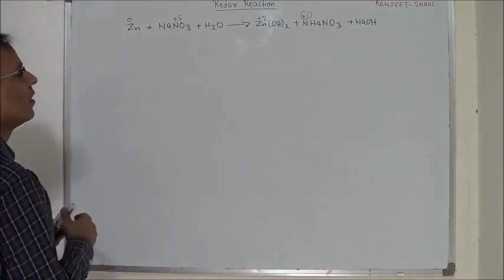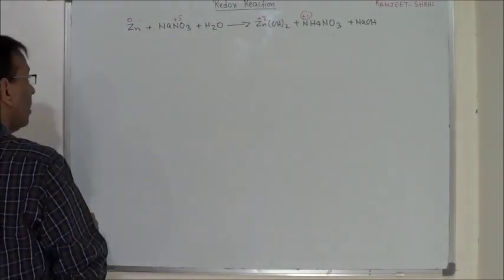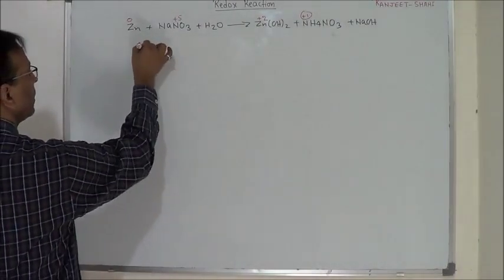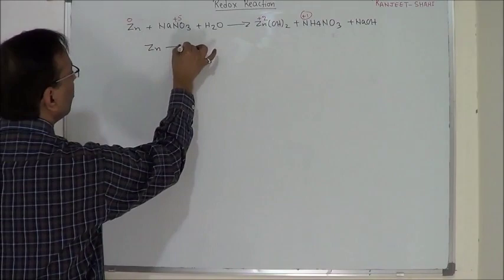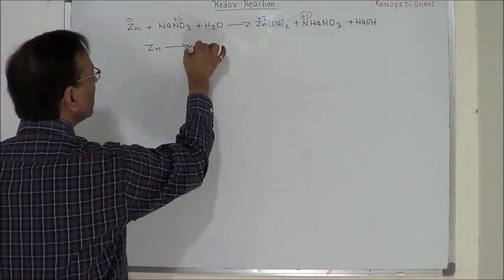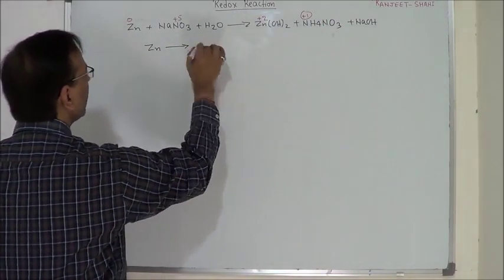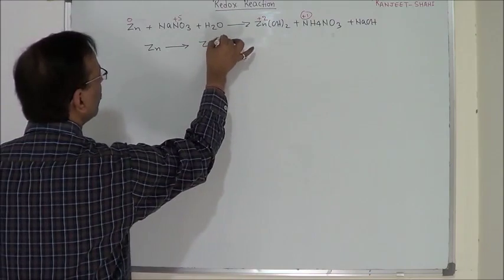Now if we separate it, then we'll write zinc giving Zn2 plus, or Zn(OH)2, both can be written. Let us take Zn2 plus.